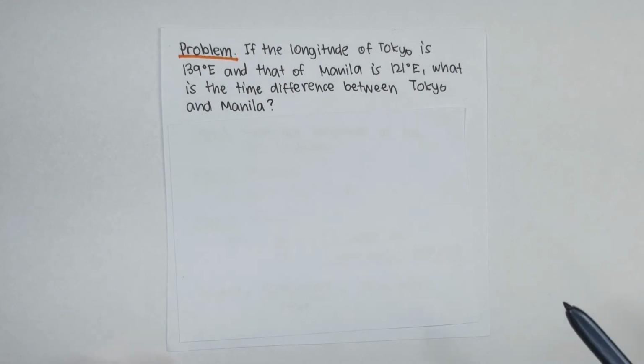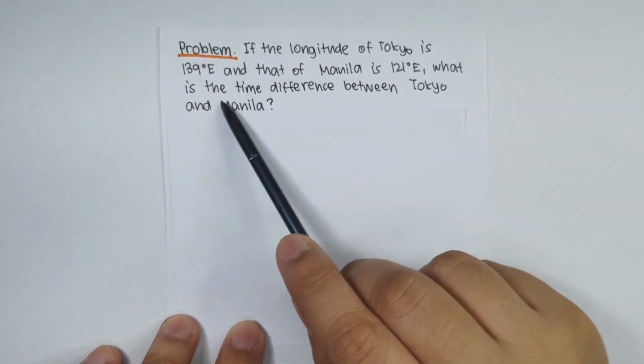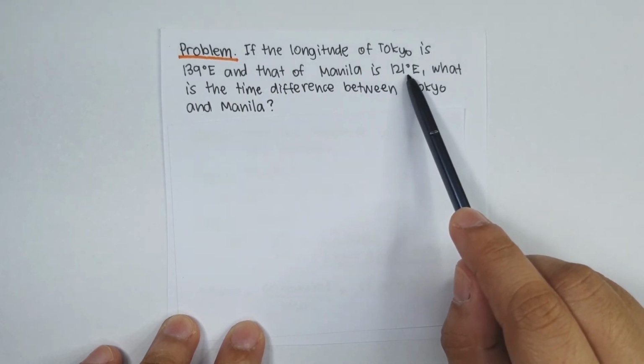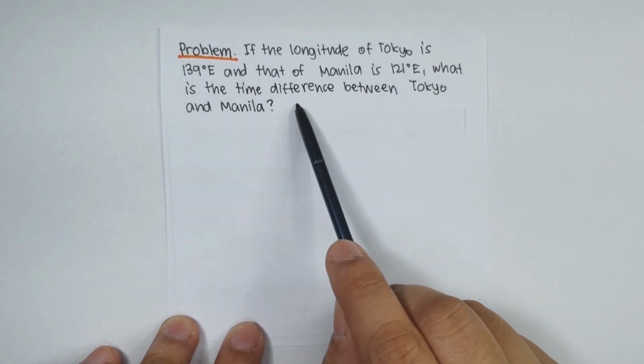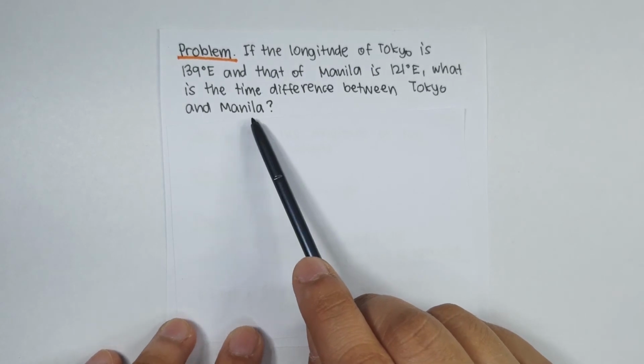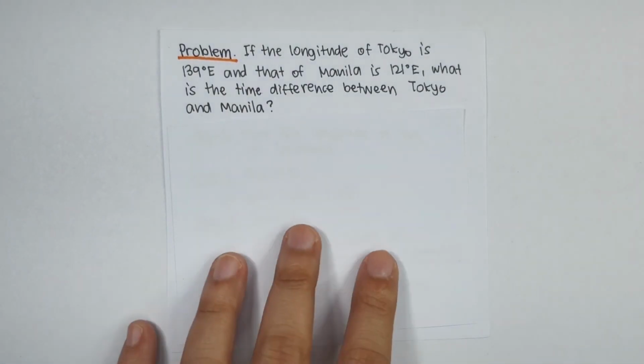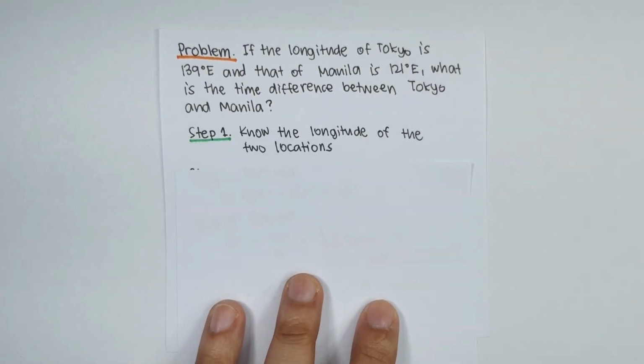So problem number 1: if the longitude of Tokyo is 139 degrees east and that of Manila is 121 degrees east, what is the time difference between Tokyo and Manila? So how do we determine the time difference? Step number 1 is that you have to know the longitudes of the two locations.